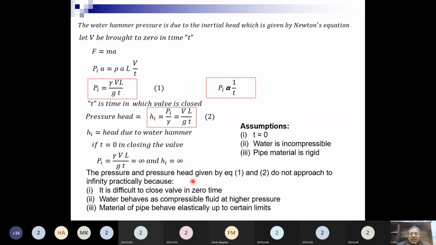So the pressure and pressure head given in equation 1 and 2 do not approach infinity practically because, as we discussed, there are 3 reasons why it does not approach infinity. The first thing is that it is difficult to close the valve in 0 time. The second, water behaves as a compressible fluid at higher pressures. At very high pressure, water itself gets compressed. And number 3, the material of the pipe behaves elastically up to a certain limit. That also expands. So these are the 3 reasons.